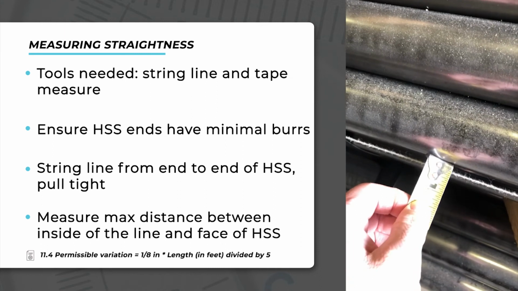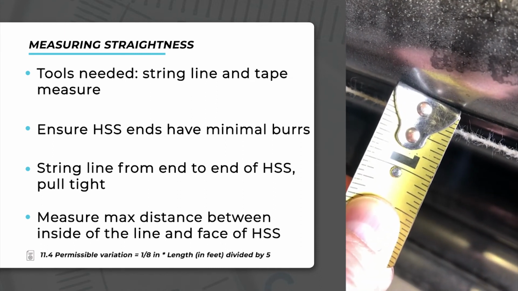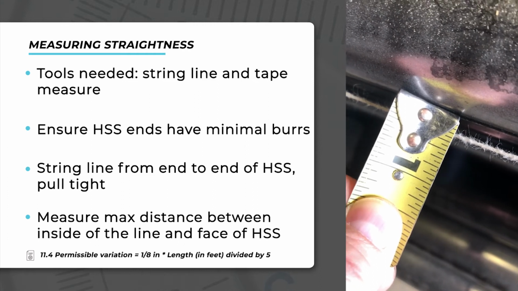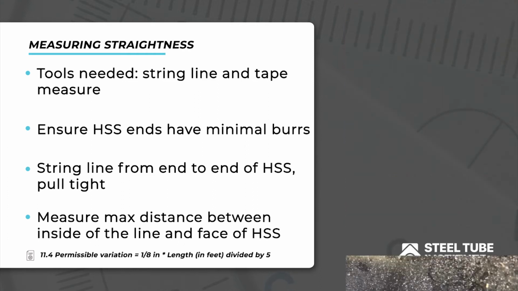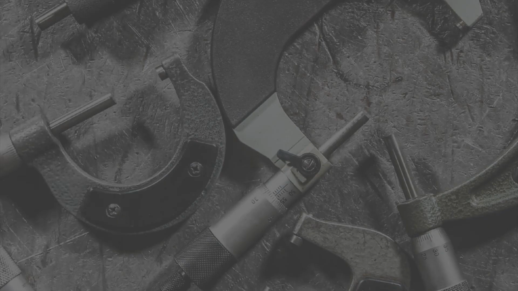We measure 1/8 inch. Per ASTM A500 equation shown on the left, the permitted variation over 20 feet is 1/2 inch, which is greater than the 1/8 inch measured. Straightness for this HSS is found to fall within tolerance.